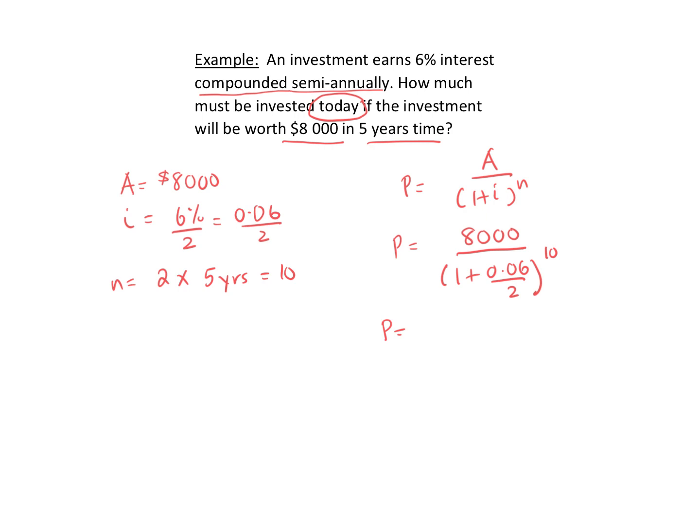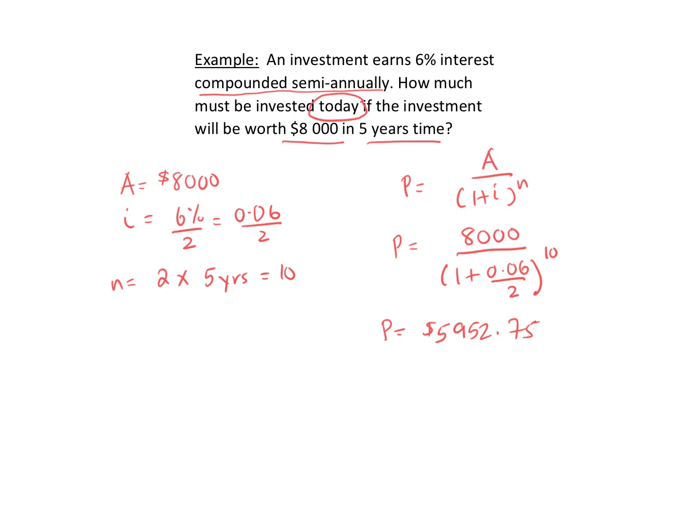And you can do it in steps if you want. So 0.06 divided by 2 is 0.03. And then we're going to do 0.03 to the power of 10. And we get a starting amount of 5,952.75. So we want dollars and cents.